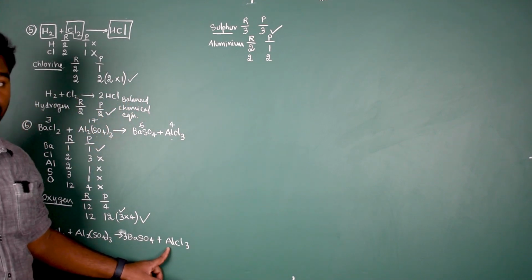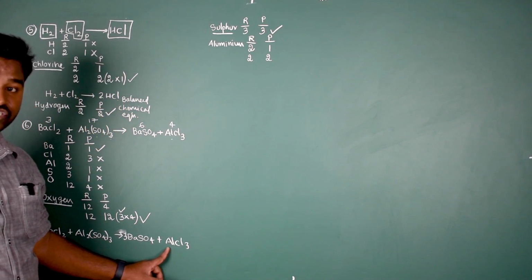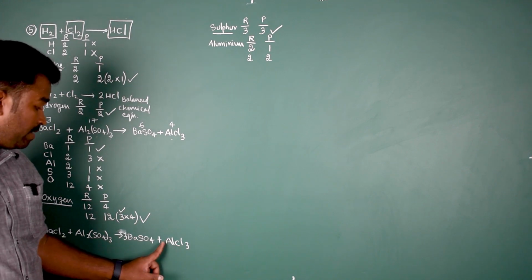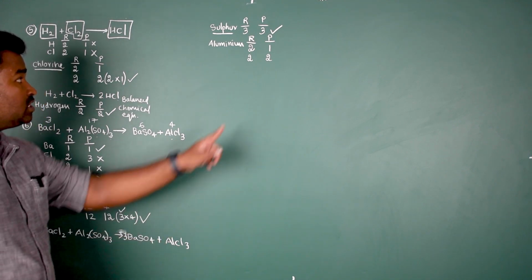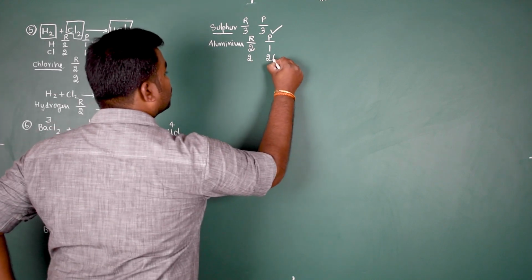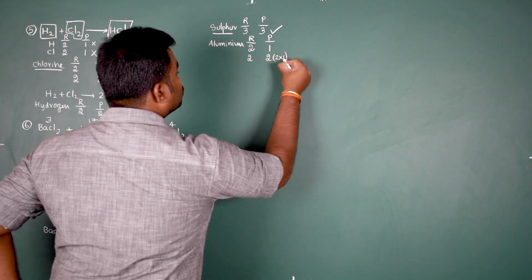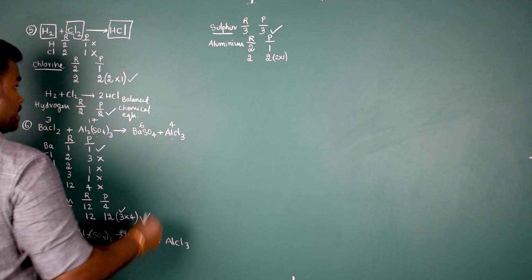Here I have to manipulate the stoichiometric coefficient. So already there is one aluminium. If I put 2 here, 2 into 1 becomes a total of 2 aluminiums. So I should make 2 into 1. So my new equation will be what?